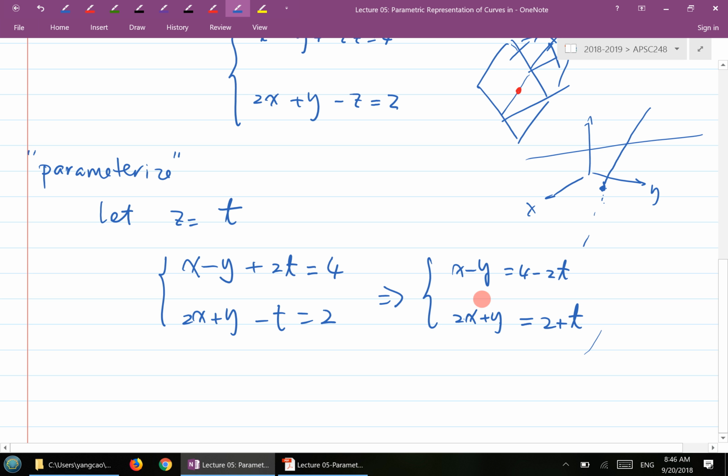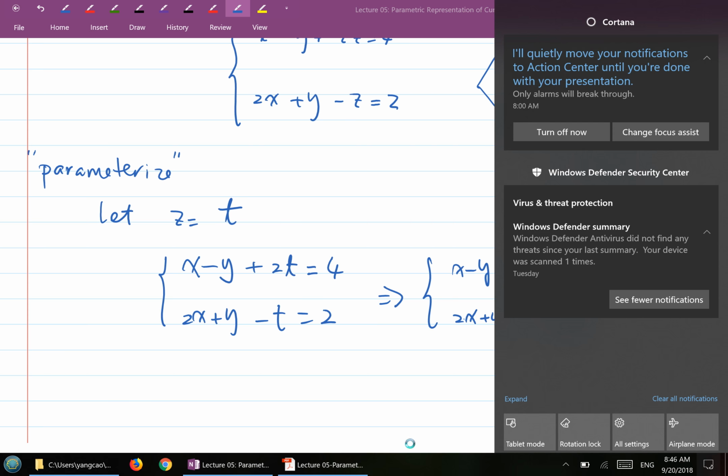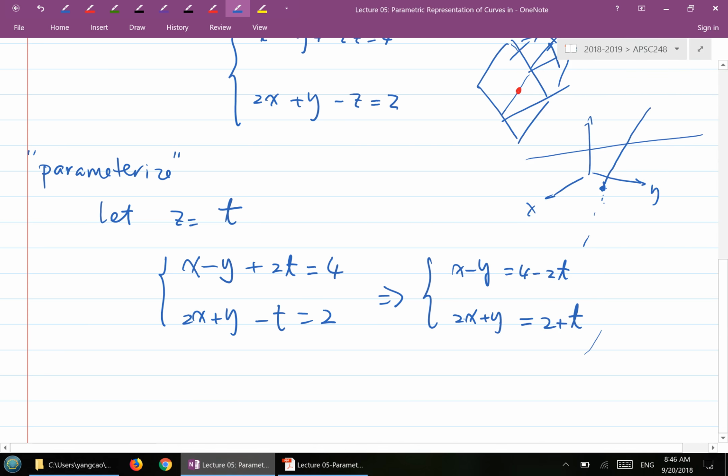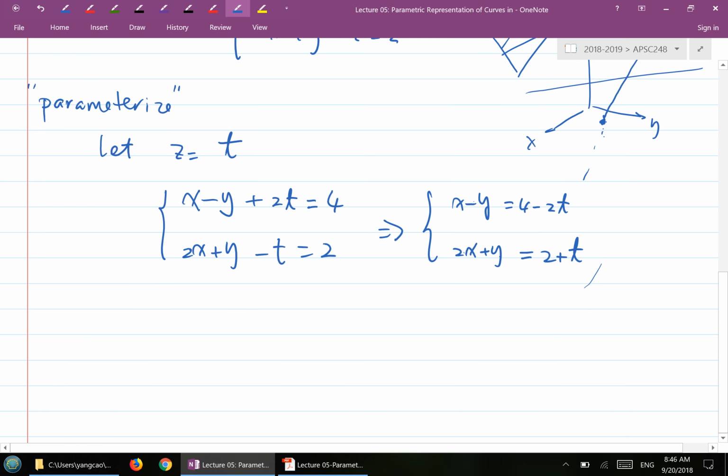Two equations, two unknowns. Guess what? You can solve for x and y now, right? Solve for x and y. Except that the results for x and y will be a function of t. You will have the t there in the final results. But I can literally solve for these two. So how do I solve for these two? Just the typical way you solve a set of linear equations.